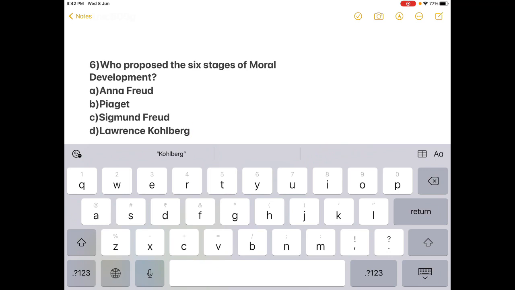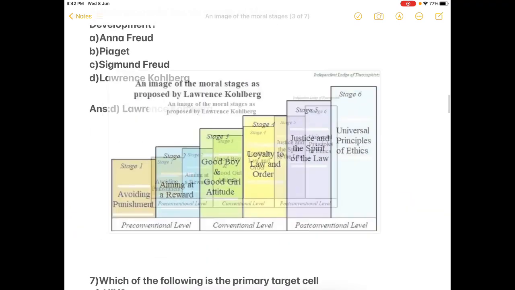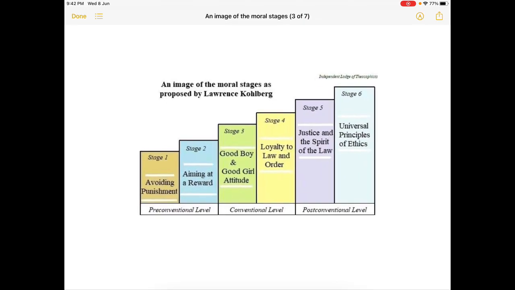Who proposed the 6 stages of moral development? Option A, Anna Freud. Option B, Piaget. Option C, Sigmund Freud. Option D, Lawrence Kohlberg. The answer here is D, Lawrence Kohlberg. We'll be discussing this in brief. Let's see what this Lawrence Kohlberg model is.